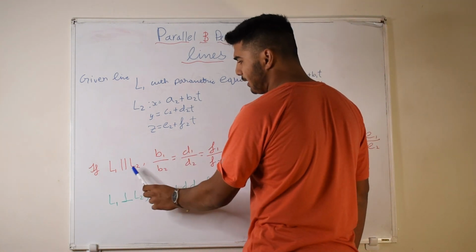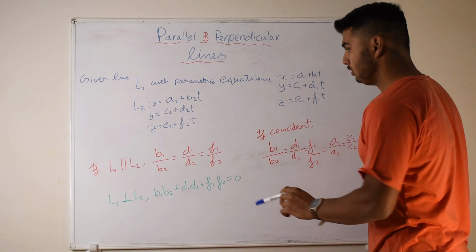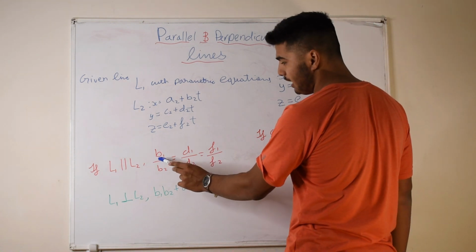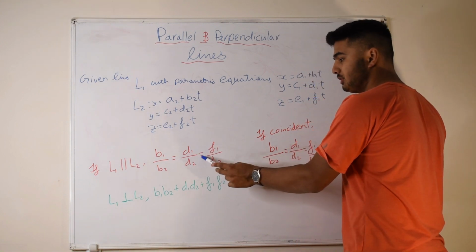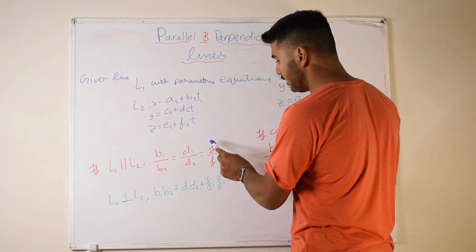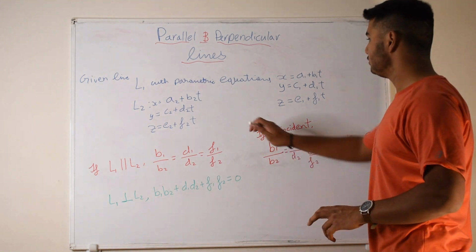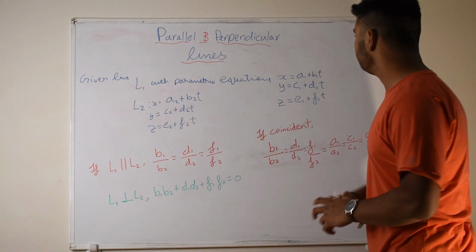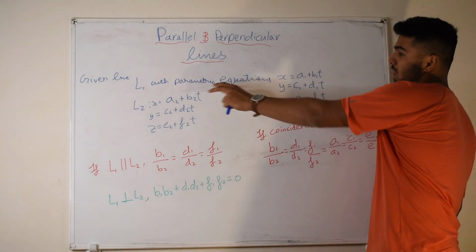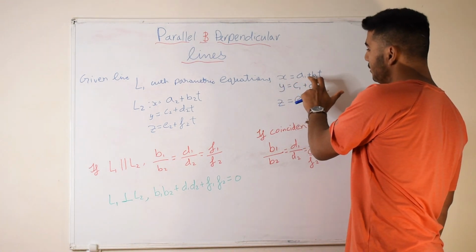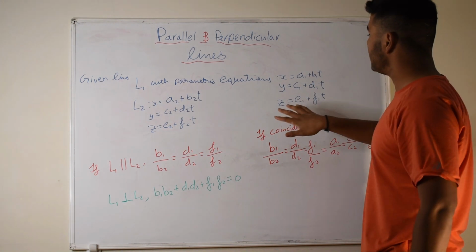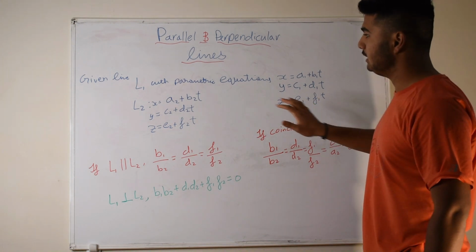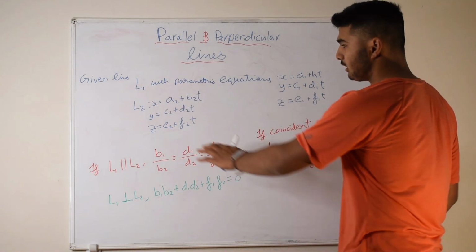If L1 is parallel to L2, we can know that B1 upon B2 is going to equal D1 upon D2, which will equal F1 upon F2. Where are we getting these values from? We've denoted that with their parametric equations that x equals A1 plus B1t, y equals C1 plus D1t, and z equals E1 plus F1t. This is for line 1.